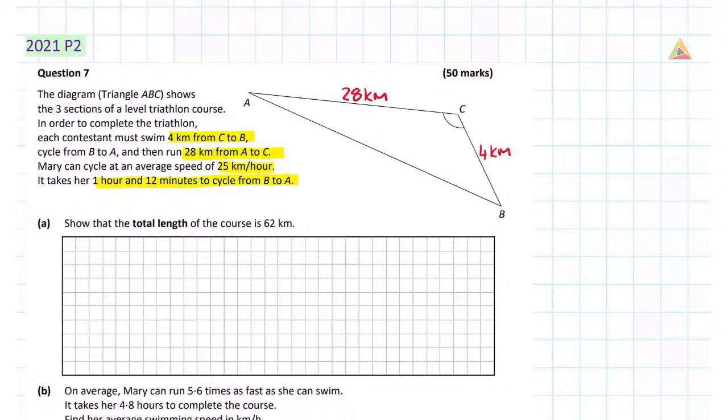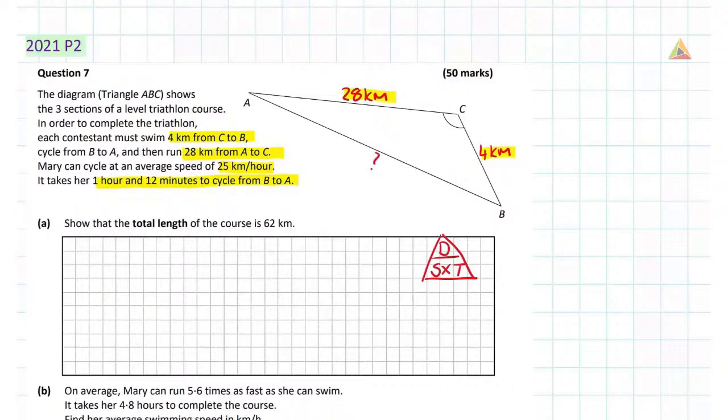So we're asked to show that the total length of the course, so that's the swim, the run, and the cycle, is 62 kilometers. So we're going to need to use our Dad's silly triangle, or our distance, speed and time here. And we're basically looking for the distance. We know the distance from A to C, and we know the distance from B to C, and it's this distance here, A to B, that we're looking for.